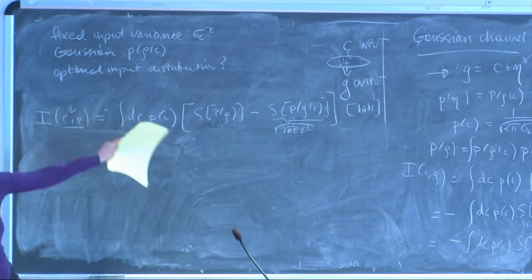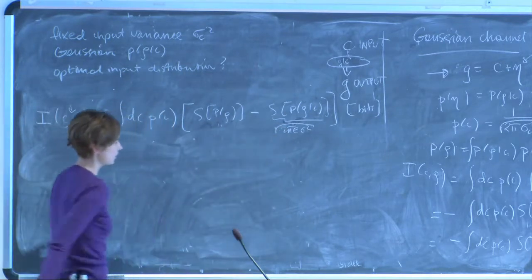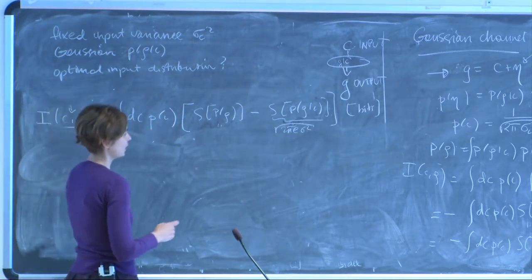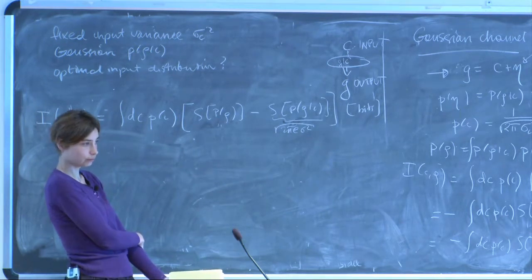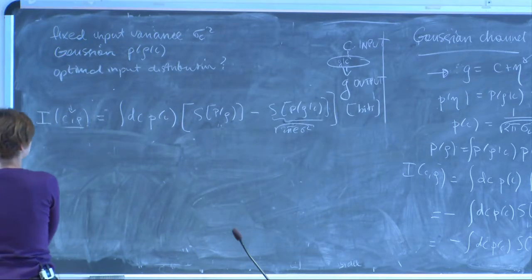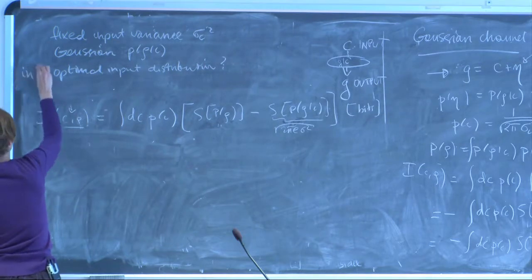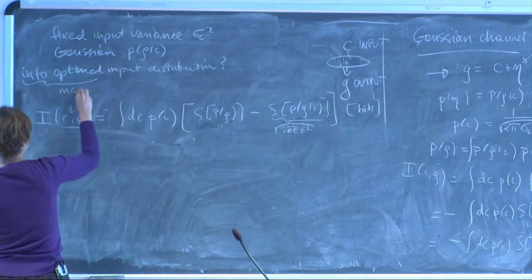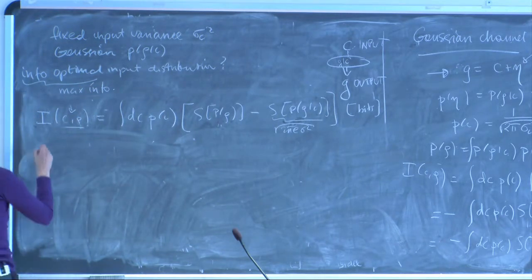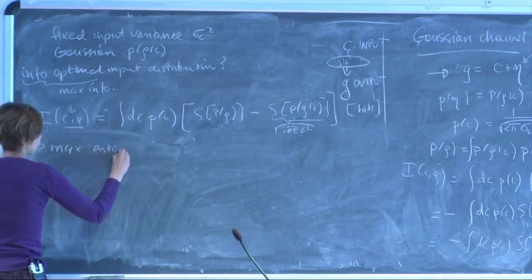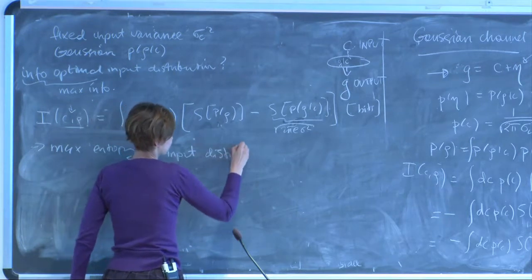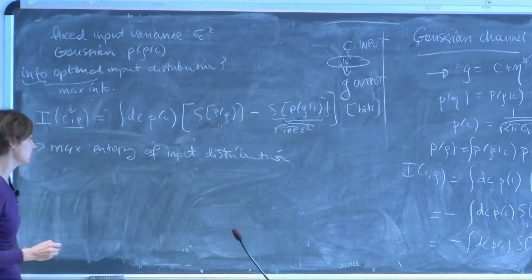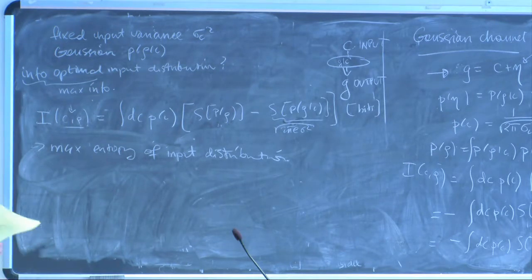The reason I left this out is because if this is Gaussian, then this is fixed. I'm going to be optimizing over that. So the way to maximize information is to maximize entropy. You agree? So we want to find the optimal input distribution, which means we want to maximize information, but in fact, what we're going to do is maximize entropy. We're going to maximize the entropy of the input distribution. You'll see that it doesn't really matter whether you maximize the information of the input distribution or the output distribution in this case, because the two are just related through the Gaussian channel.